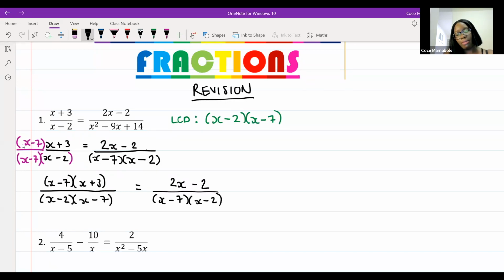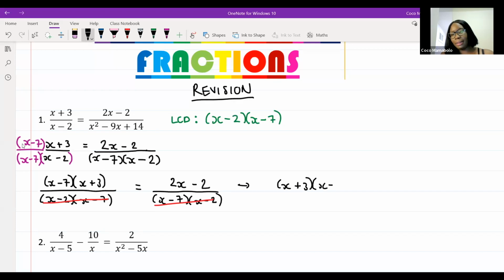2x minus 2. Okay. Now, Ndebo, tell me, do my denominators look the same on both sides of the equal sign? Yes. So what can I do with them? You can cancel them out. Good, I can cancel them. I can drop them. I don't need them anymore. Tell me, what am I going to get on the top? You're going to have x plus 3 equal to x minus 2.